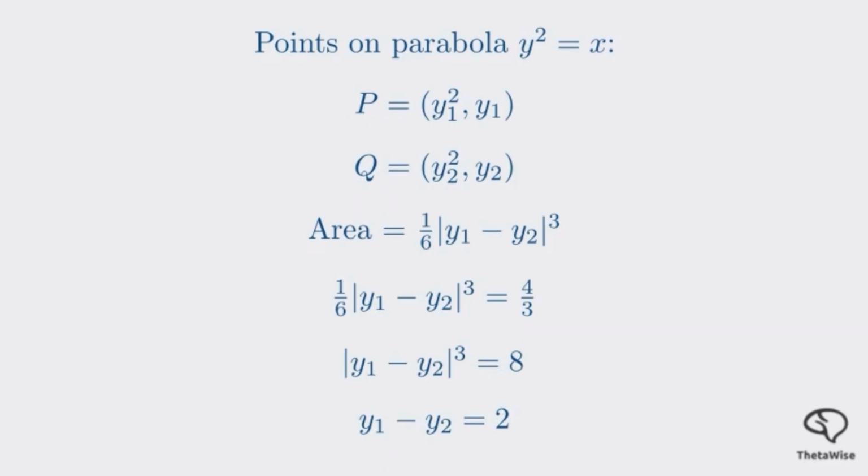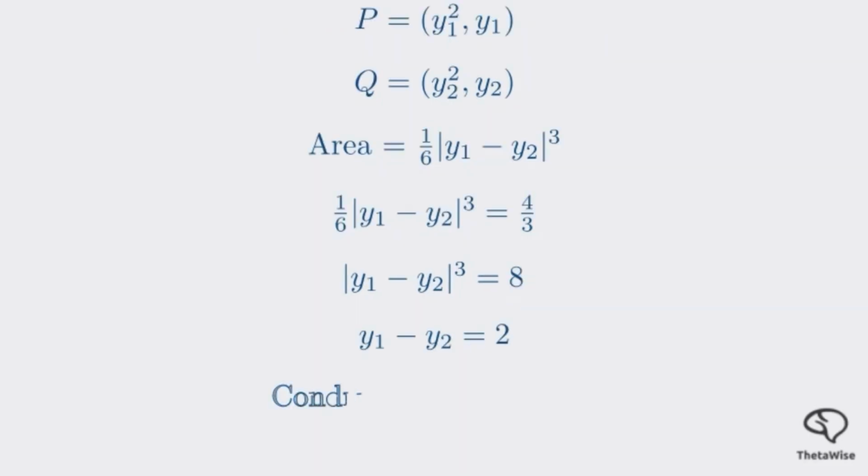Let's proceed with that. So a chord on the parabola y squared equals x will enclose an area of 4/3 if and only if its endpoints have y coordinates that differ by 2. This condition is key to finding our locus S.